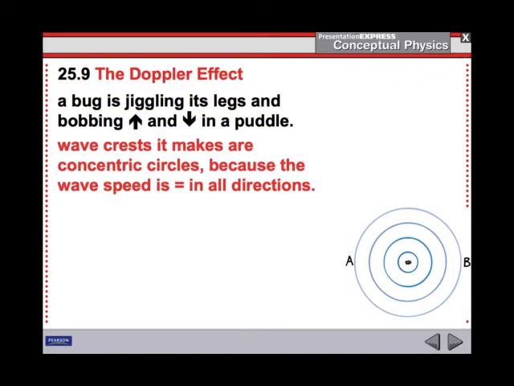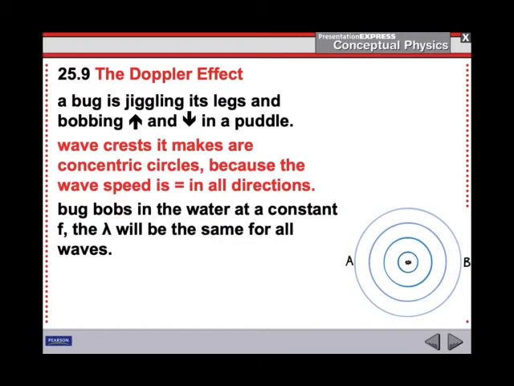The wave crests make concentric circles, one inside the other, because the wave speed is equal in all directions. That's pretty logical; you can probably get your mind wrapped around that. The bug bobs in the water at a constant frequency, so it's moving its legs at a constant rate, and the wavelength will be the same for all the waves. He's moving his legs at exactly the same rate, so the wavelengths and the frequencies are going to be exactly the same.